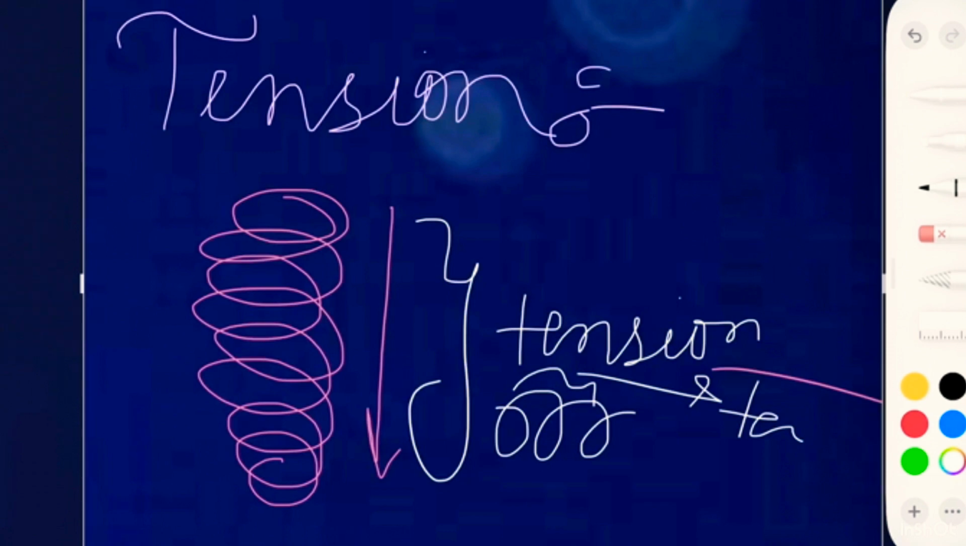The contraction, you can see in the rubber band. If you girls or boys have seen a rubber band, right? The rubber band has tension when we pull it away.